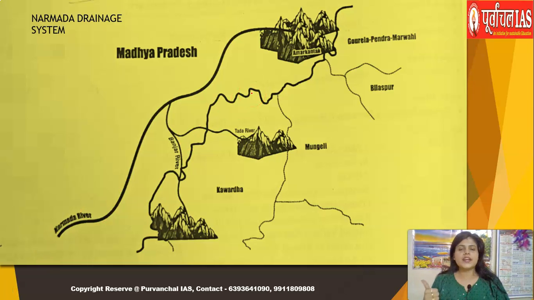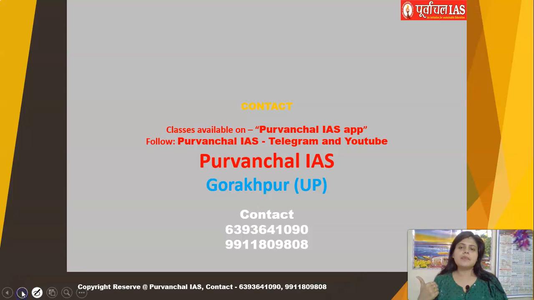So today we have completed the drainage system of Chhattisgarh in 3 parts. I have already covered the Mahanadi drainage system in the first part, the Godavari drainage system in the second part, and in this third part we have taken a look at Son Ganga drainage system, Brahmani drainage system and Narmada drainage system.